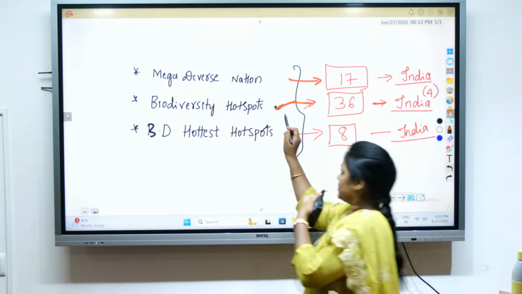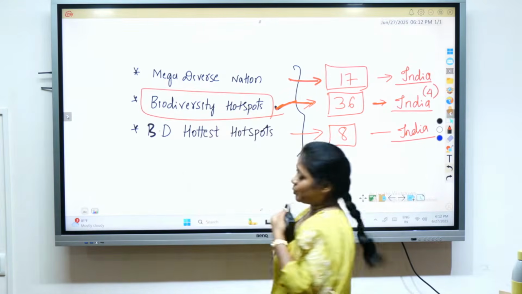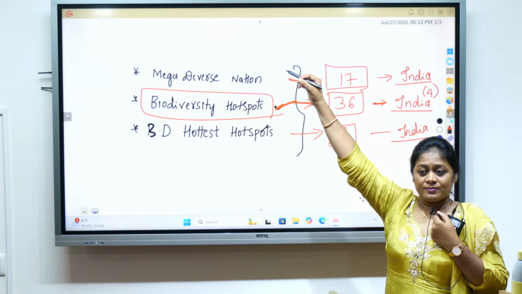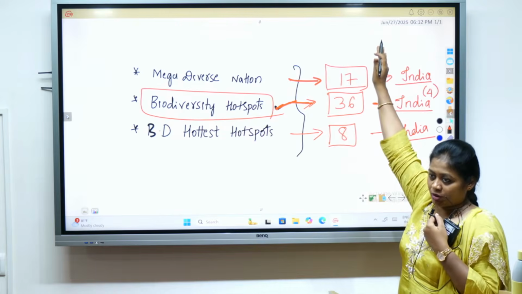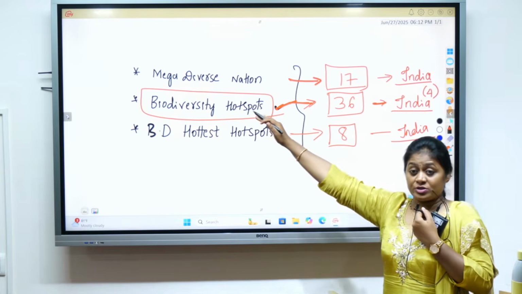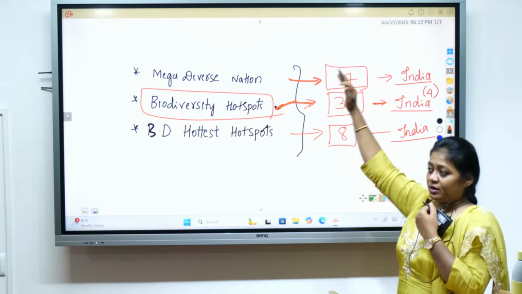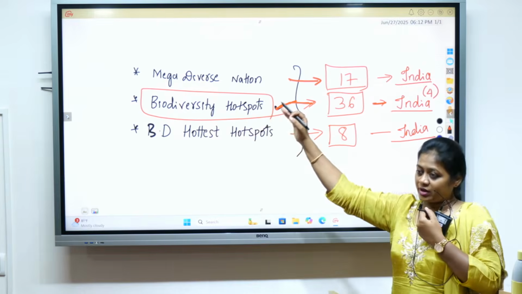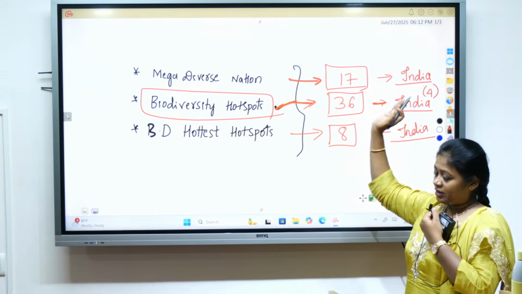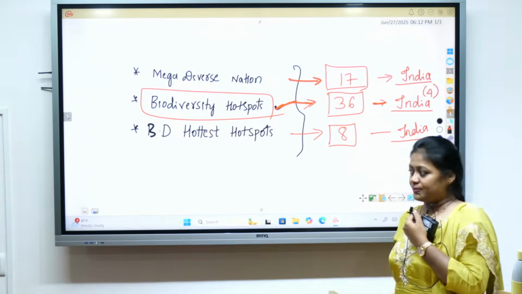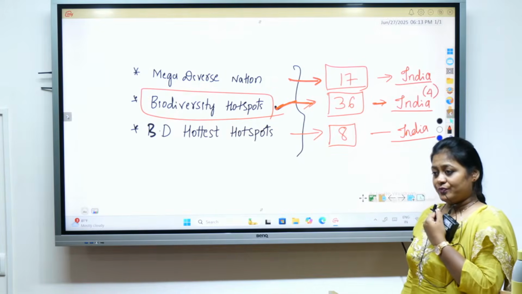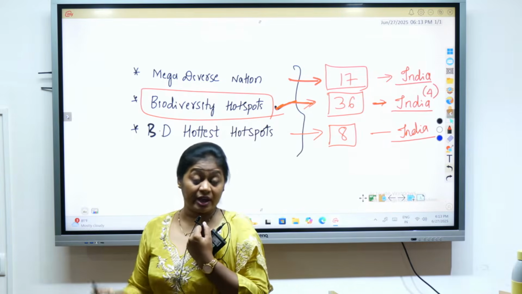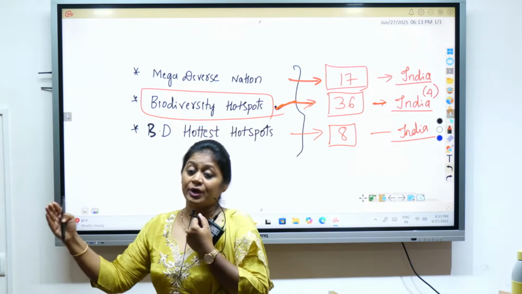Now you take up this word biodiversity hotspot. How many mega diverse nations are there? 17. India is one among them. How many biodiversity hotspots are there? 36. India is one among them. And biodiversity hottest hotspots, there are 8. India has got that status. So India is the nation which is having highest species richness and highest productivity and highest biodiversity.